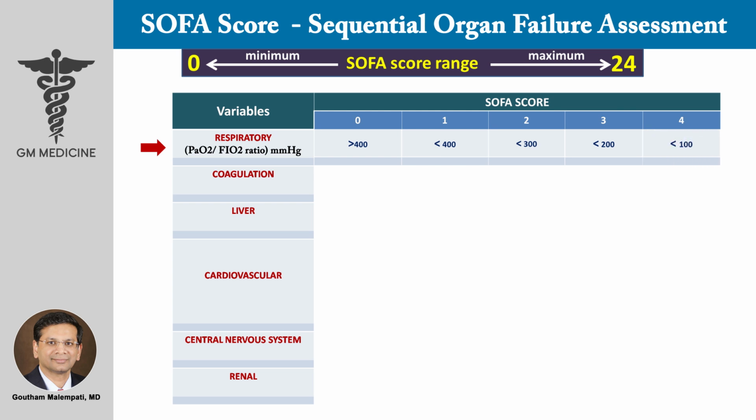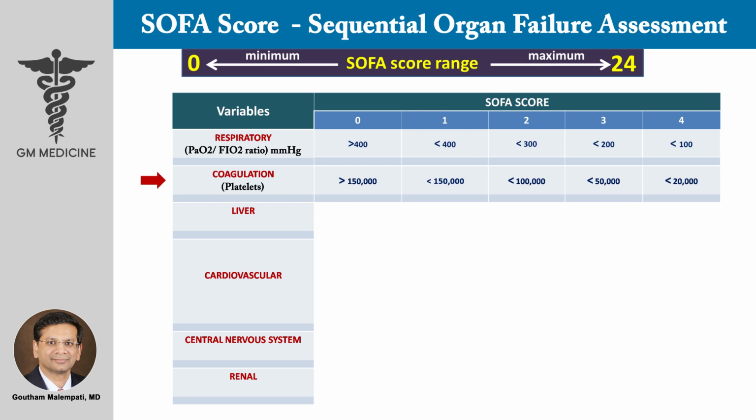Next variable is coagulation, where we measure the platelets. If the platelet count is greater than 150,000, the score is 0. If the count is less than 150,000, it's 1. If it's less than 100,000, the score is 2. If it's less than 50,000, the score is 3. And if it's less than 20,000, the score is 4.